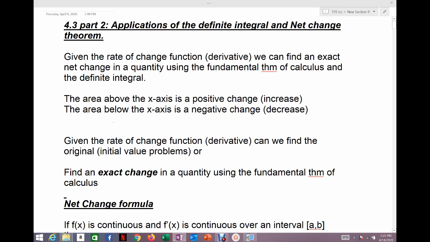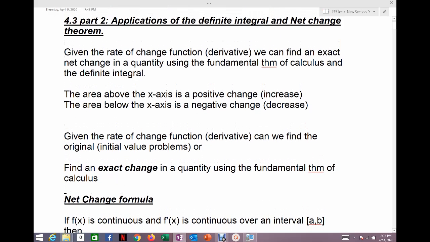All right, so we introduced this big theorem called the fundamental theorem of calculus, and it is a huge theorem. We only get to scratch the surface of it, but it is a really, really big concept, a really important concept, and used in a lot of applications. And so we're going to look at some different applications. And the first one, and the one that's easiest for us, is when we're given derivatives. All right, so applications of the definite integral and the net change theorem.